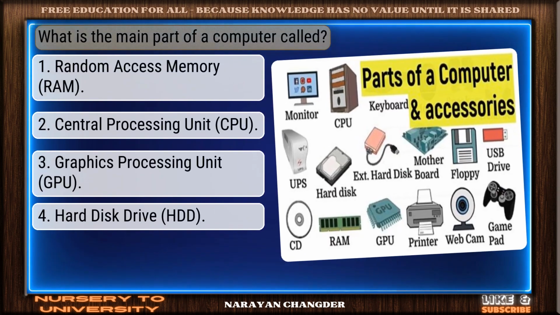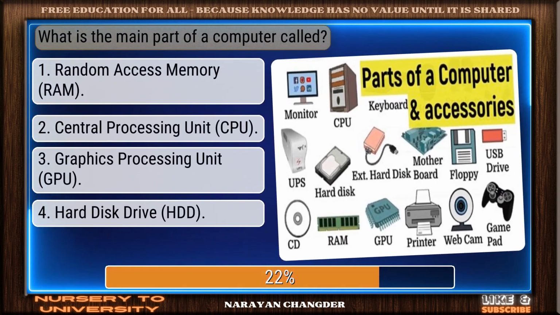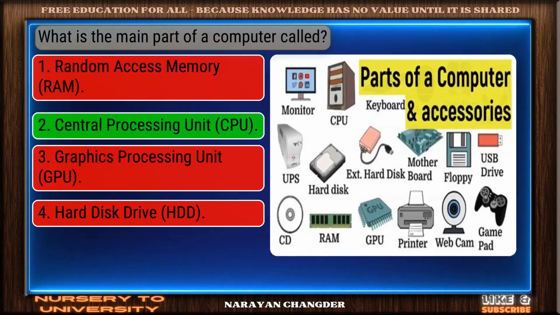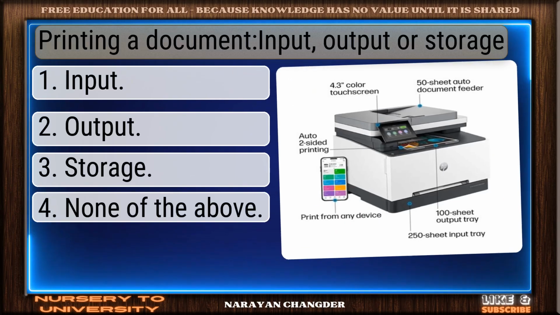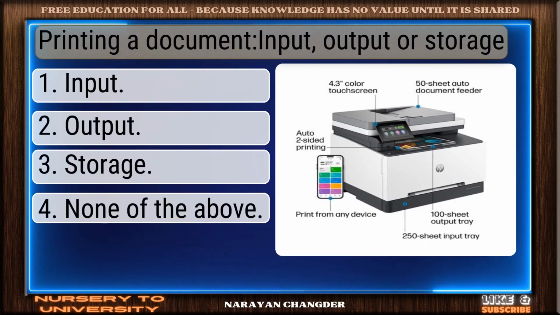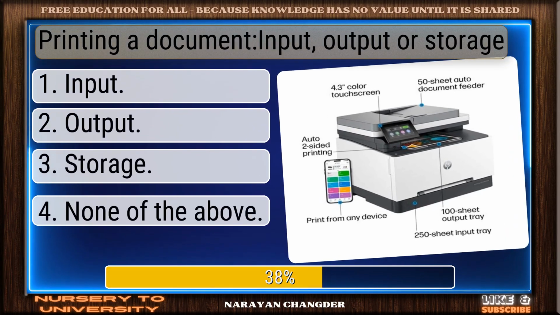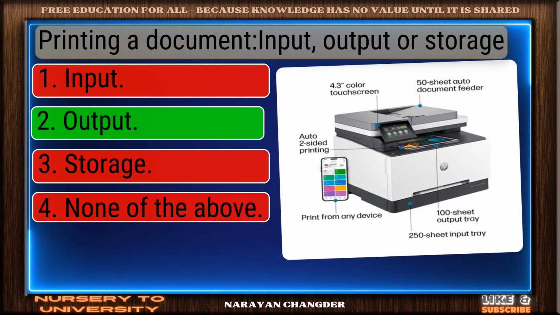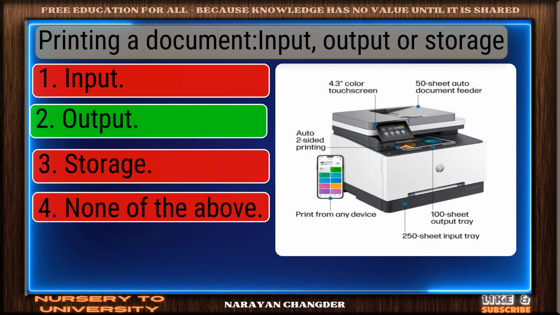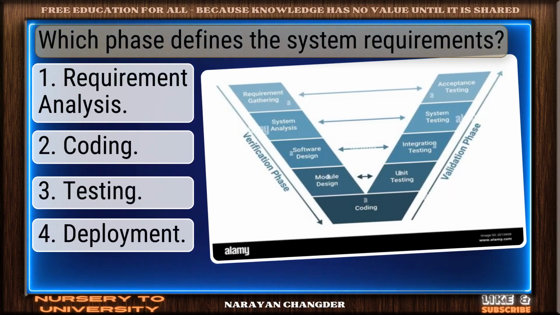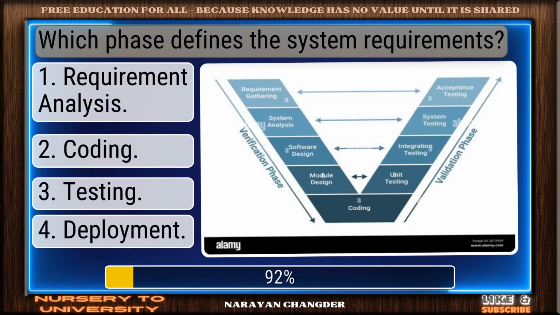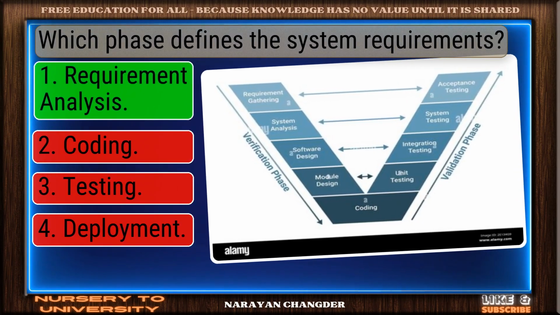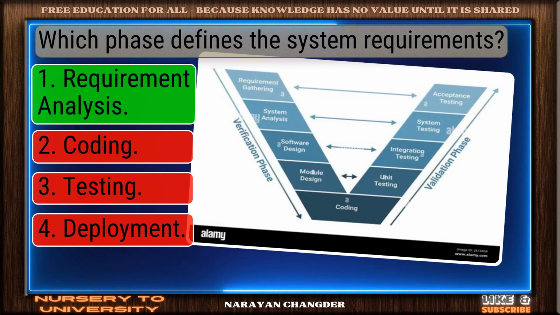What is the main part of a computer called? Strong choice. Central processing unit is right. Printing a document: input, output, or storage? Valid point. Output is true. Which phase defines the system requirements? Nice work. Requirement analysis fits perfectly.